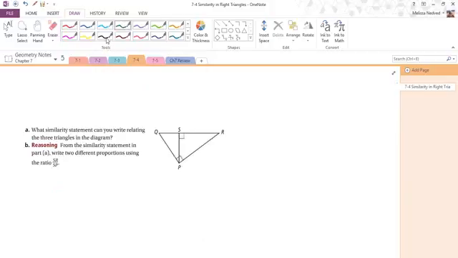We've got 2 parts here. The first part asks us to write our similarity statement relating these 3 triangles. Again, we've got a right triangle with the altitude sketched in. And then the second part I'm going to look at for some different proportions. So let's just start with the redrawing portion first.